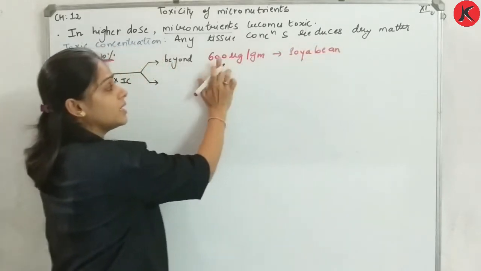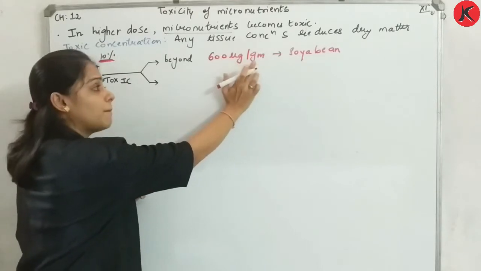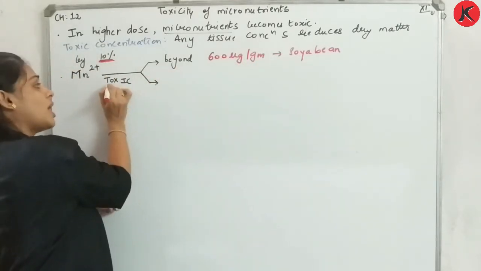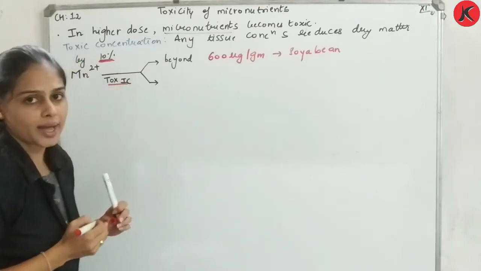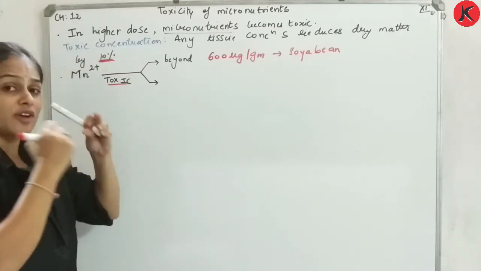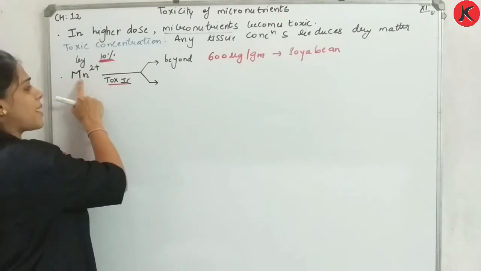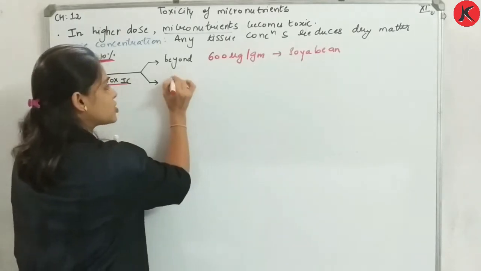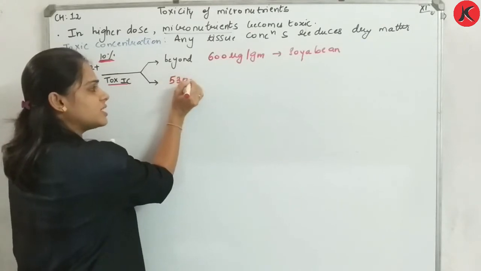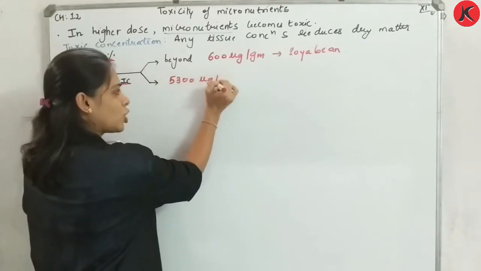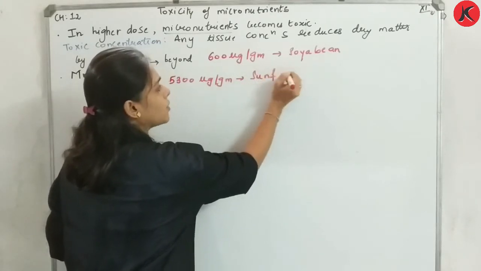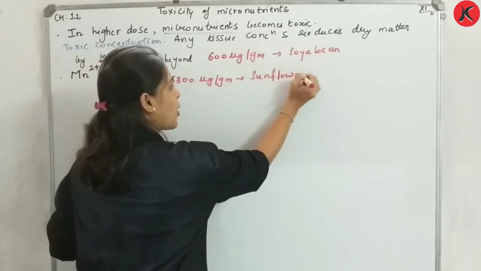सोयाबीन के लिए 600 माइक्रोग्राम पर ग्राम से मैंगनीज का कंसेंट्रेशन कैसा होता है? टॉक्सिक होता है, राइट? But at the very same time this manganese is toxic when concentration goes beyond 5300 microgram per gram in case of sunflower. I hope you got this point really very well.